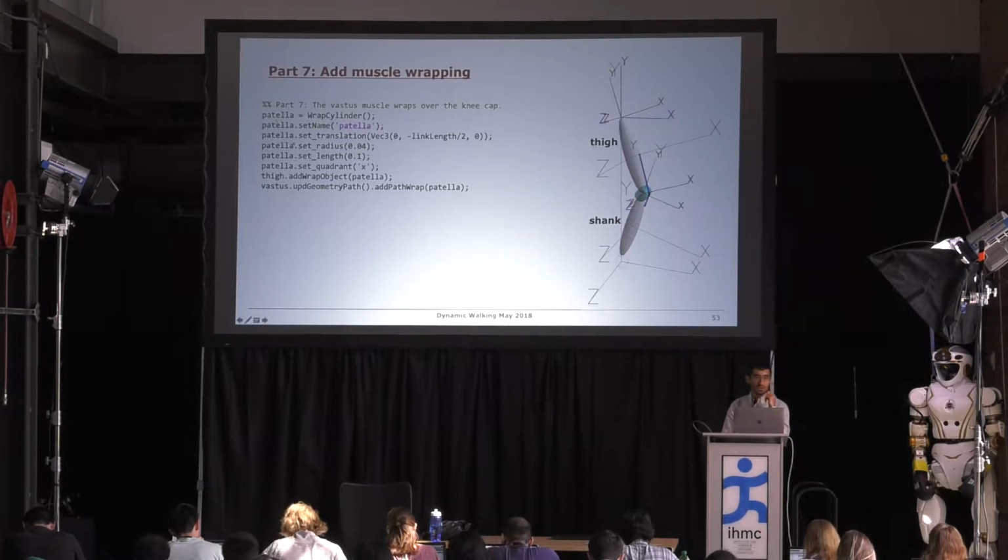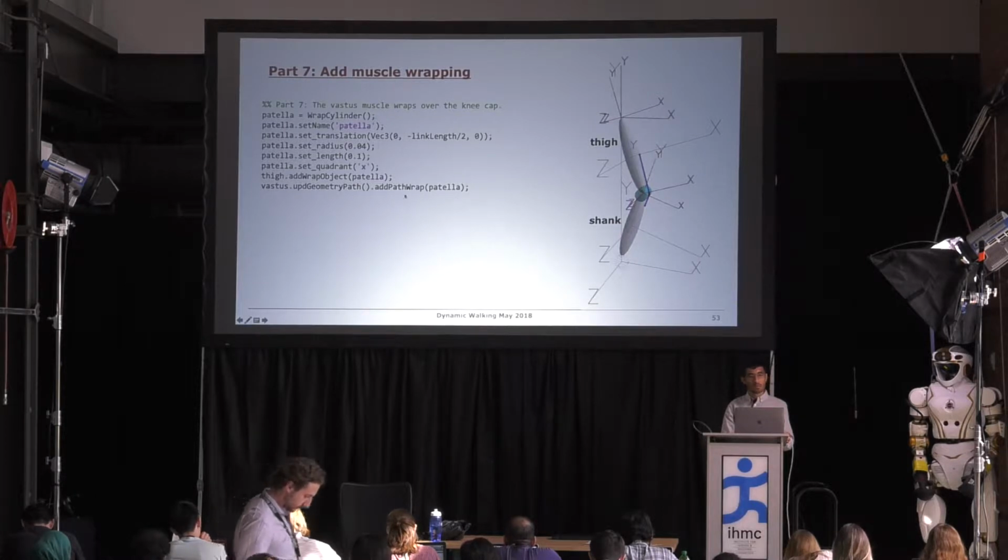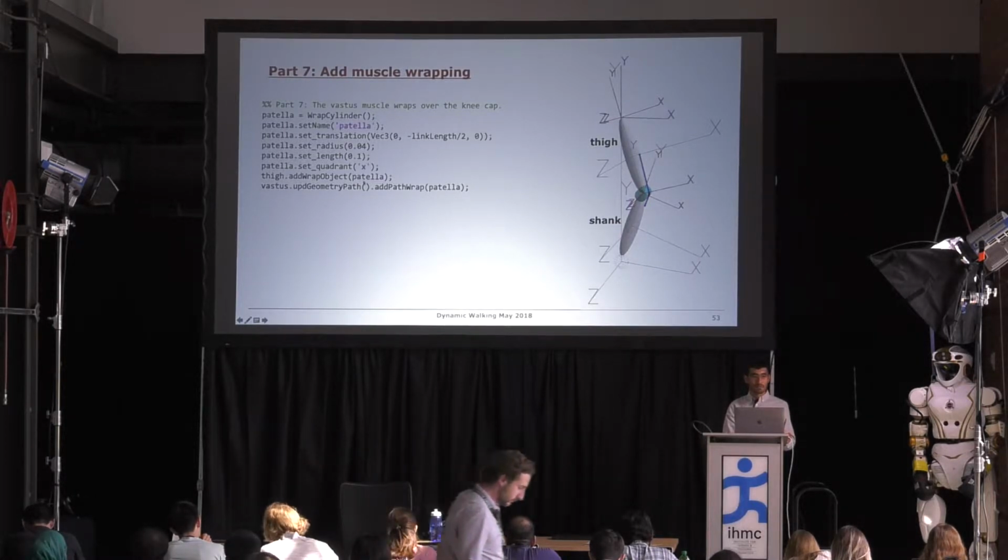So once you create the wrap cylinder, you can add that to the thigh body. And then once you've added the wrap cylinder to the thigh body, you can tell the muscle to wrap around that wrap geometry with this line. Vastus, get the geometry path for the muscle. So each muscle has a geometry path that describes the path it takes, and that's used to compute the moment arm for that path, and also the length of the path. And so you can add the patella as what we call a path wrap to the geometry path.